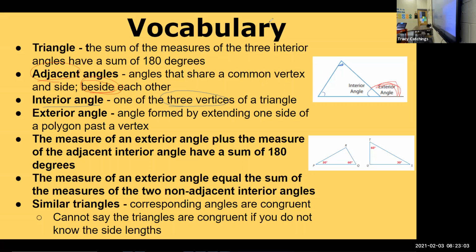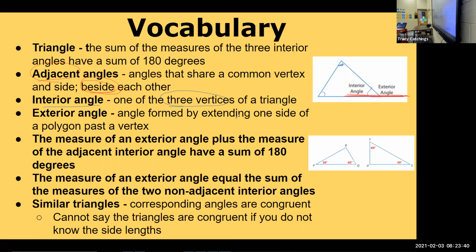All right, someone tell us the next bullet. The measure of an exterior angle plus the measure of the adjacent interior angle have a sum of 180 degrees. Good job, thank you, sir. If you recognize in the diagram, this exterior angle and this interior angle make a straight line. Anytime I see a straight line, I should automatically think of 180 degrees, meaning if I know one, I will be able to figure out the other.